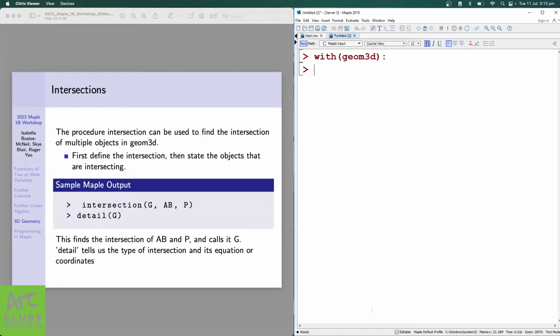Now let's create a couple of objects. So the first object I'm going to want to create is a point. So point A. It's going to pass through 1, 2, 3. I'm going to create another point, going to call it B, and it's going to pass through 4, 5, 6. Now, I'm going to create a line that passes through these 2 points. So this is line, let's call it L, and it passes through A, B.